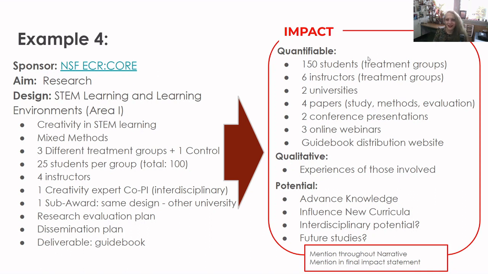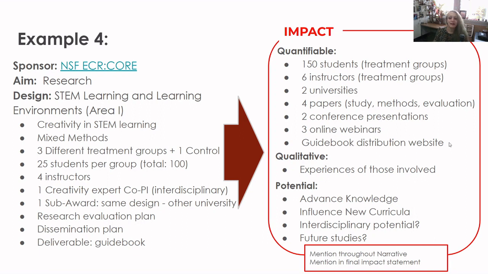So you literally can count the students that participate, the instructors. Maybe you have more than one university. You have a collaborating university, a sub-award in your proposal. That counts as impact too. Now you're increasing the impact to 2 universities. You have now more papers, perhaps, and conference presentations. And again, you could explore the online space with webinars and a website and things like that.